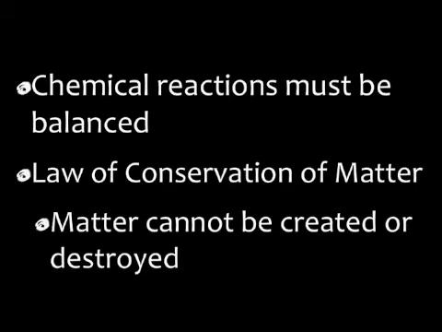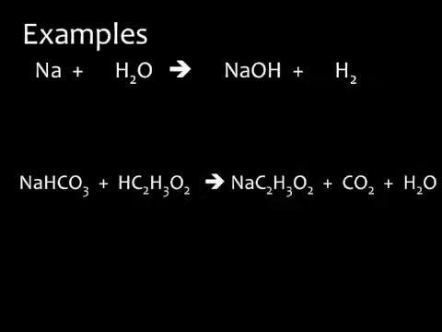So when you have chemical reactions, they have to be balanced. Because of the law of conservation of matter, we can't create matter or destroy matter. So when we write out a chemical reaction, everything has to be accounted for on both sides. You have to have the same number of atoms on each side of the equation, in the reactants and in the products. So we're going to go through and do a couple examples of how to balance these equations.